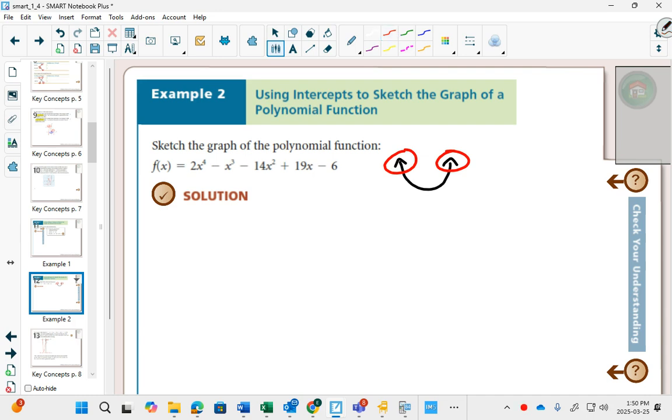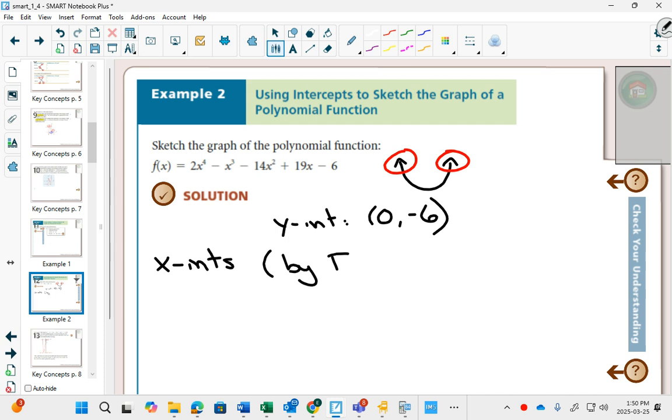The y-intercept is super easy. If I plug in 0 for x, then I get 0, 0, 0, 0, minus 6. There's my y-intercept. But our x-intercepts can only be found by factoring. So we're going to need to use synthetic division or long division to factor this.